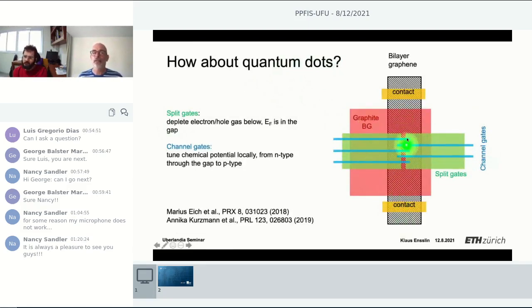Then you have the split gates, the green ones. You tune them such that the current has to flow through this narrow channel. And then you have the blue gates, and the blue gates allow you to tune the chemical potential locally. So let's look at that in the following.